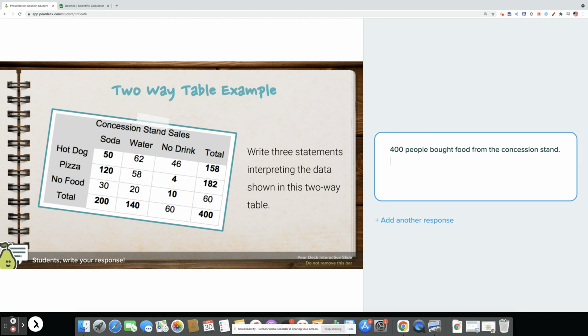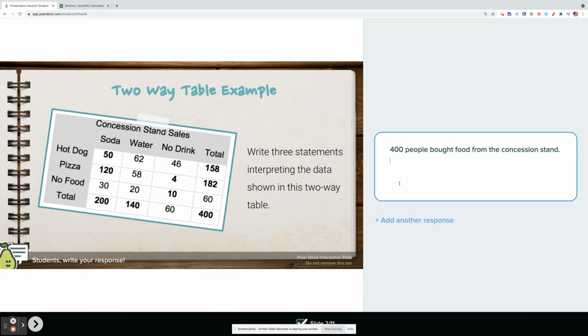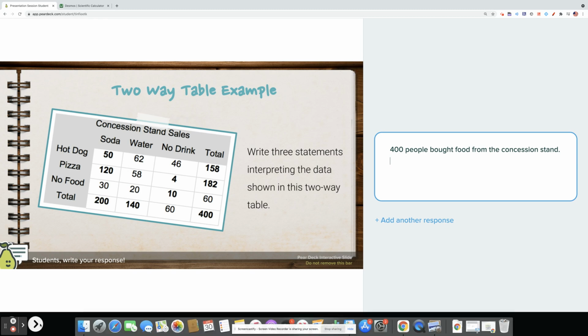And I've given you a lot of data on the table and asking you to write 3 statements interpreting the data shown in this two-way table. Well, there's a lot of statements we could write. I've written one statement that could be obvious to people or not obvious to people. This number 400 in the corner represents the 400 people who apparently bought food from this concession stand. How about you? Can you come up with 3 statements based on that table?